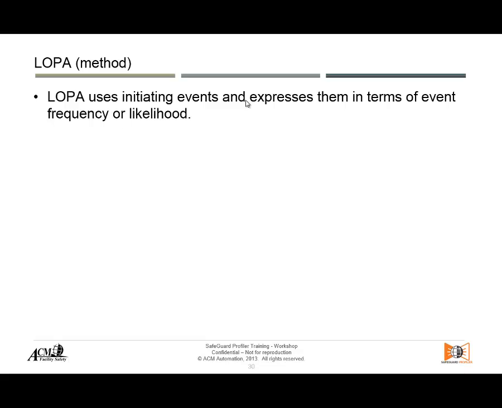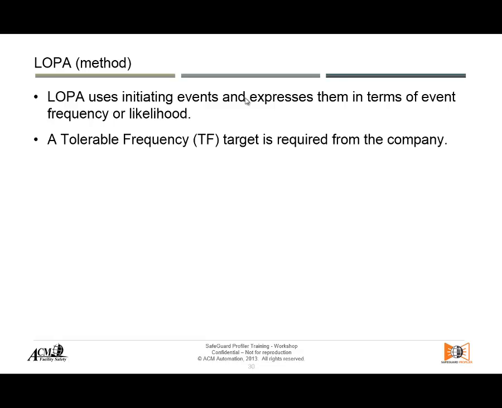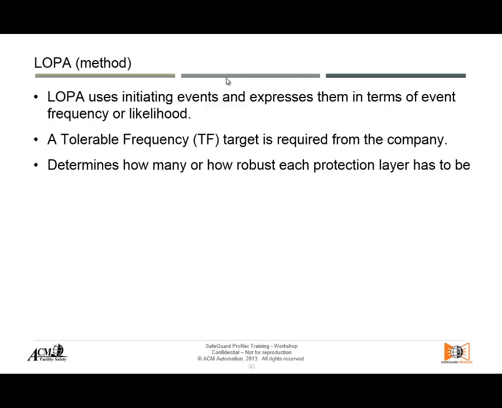Making a recapitulation, LOPA uses initiating events and expresses them in terms of event frequencies or likelihoods. Then we need a tolerable frequency number target. It is required from the company. The same stakeholders of the company that created the risk metrics will give us the tolerable frequency target for that specific risk that we are analyzing. For example, risk with respect to health and safety. What is the risk of loss of life? That has a specific tolerance from the point of view of the owners of the company.